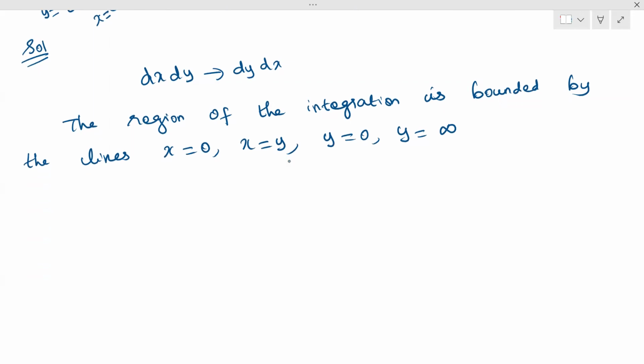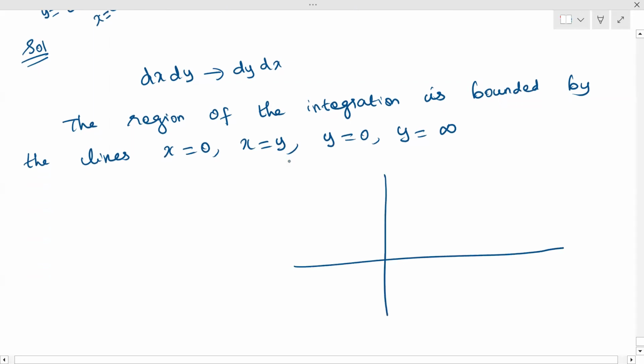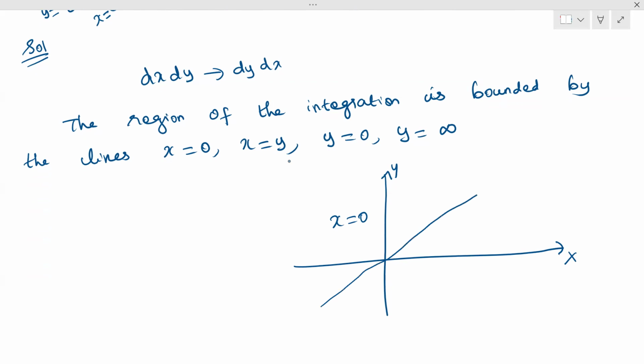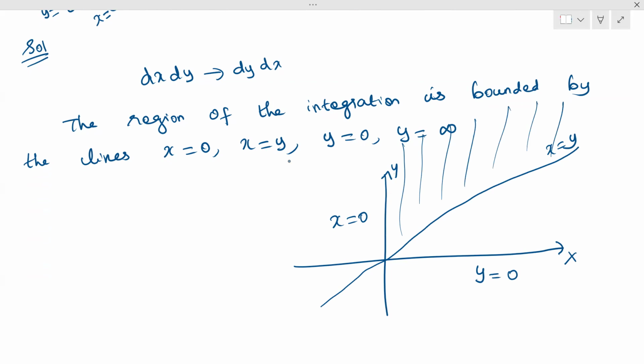For that, we have to draw the diagram. What they have given, x equal to 0, means the y-axis. And x equal to y is a straight line passing through the origin. The next one is y equal to 0, the x-axis. Y equal to infinity means the y-axis is going on to infinity. So this is the diagram.